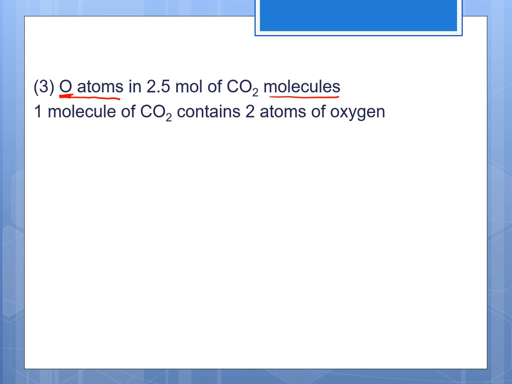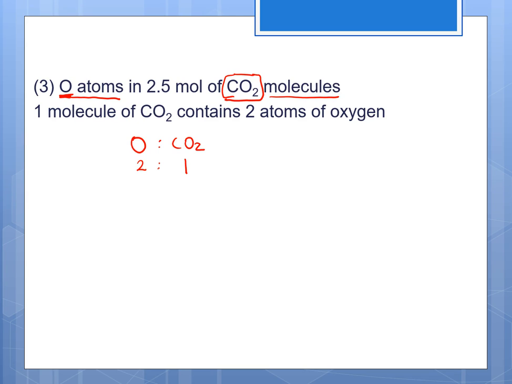Okay, this time we've got a difference. We can see we want to count atoms and we've been given molecules. So we've been given the number of mole of this whole unit, and what we want to do is find out one part of that unit. If we write this out as a ratio, O is to CO2. For every one CO2 that I've got, I have 2 oxygen atoms.